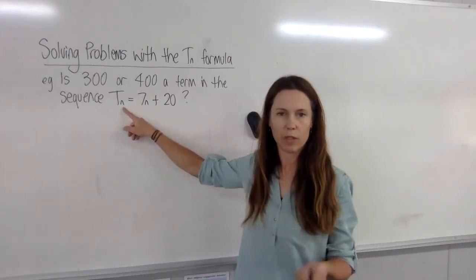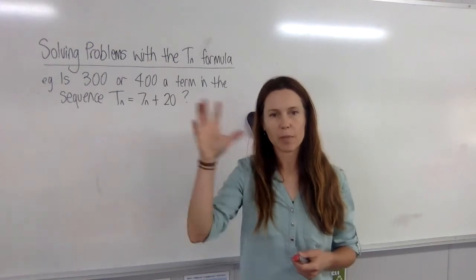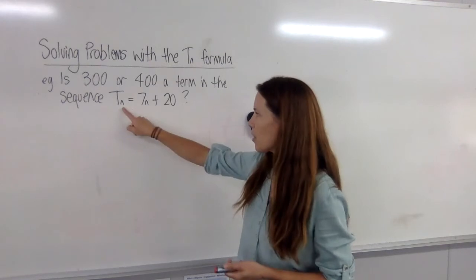n has to be a whole number. Why? Well, because we've got terms in a sequence. We have the first term, the second term, the third term. We don't have the 1.5th term. So n's a whole number.